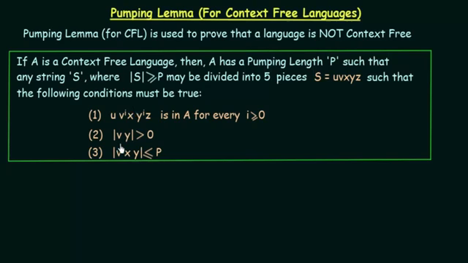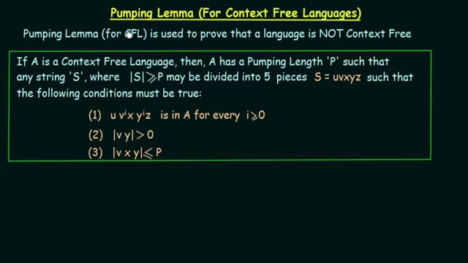And the second condition says that the length of VY should be greater than 0. And then the third condition says that the length of VXY should be less than or equal to P, which is our pumping length. Remember that these U, V, X, Y, Z are not strings, but they are the parts into which you have divided the string S. And after you divide this, these 3 conditions must be true. And if these 3 conditions are true, then we can say that it is a context-free language.